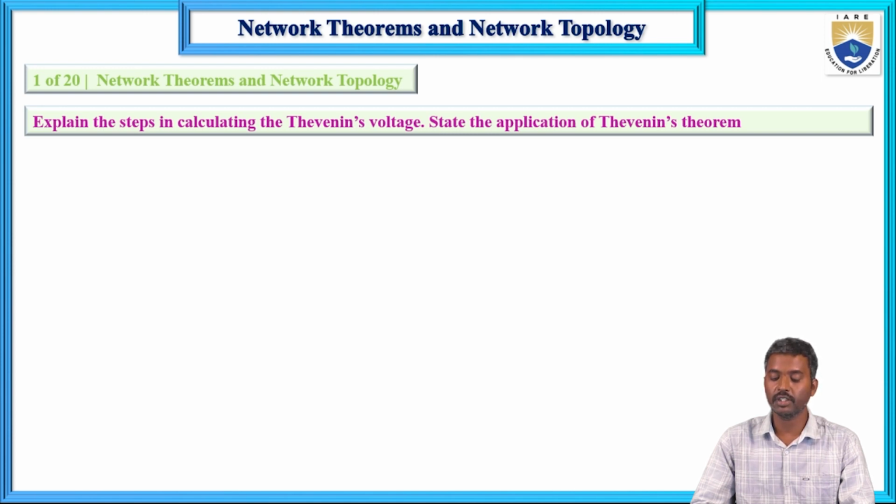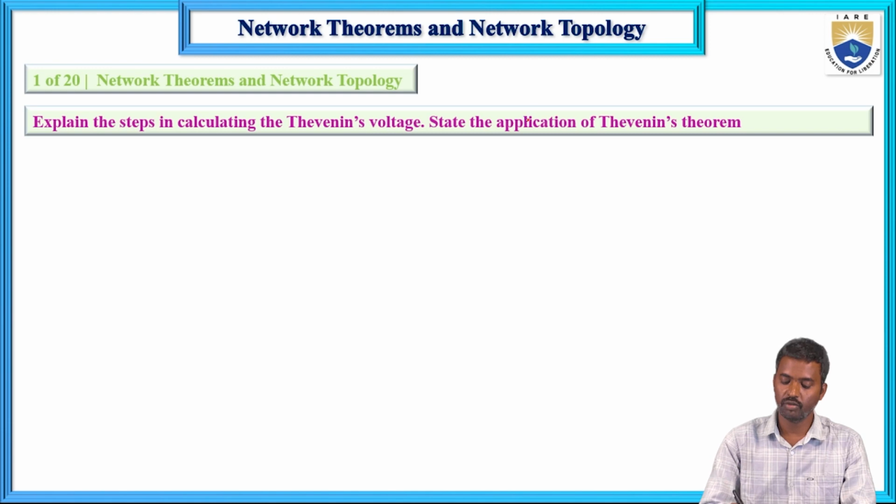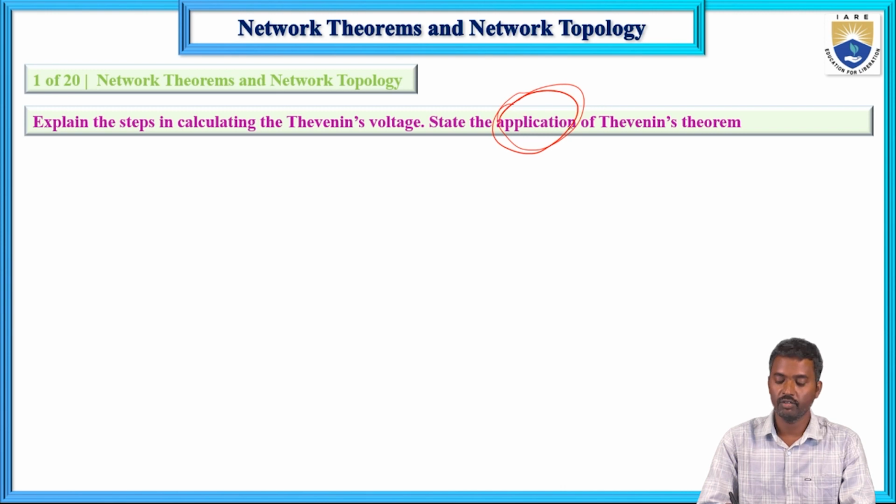So what are the applications? The applications are analyzing power systems. For analyzing the power systems, we will use Thevenin's theorem, and in the Wheatstone bridge also, for that single equivalent voltage, we will use this Thevenin's theorem. So first, here are the Thevenin's theorem steps.